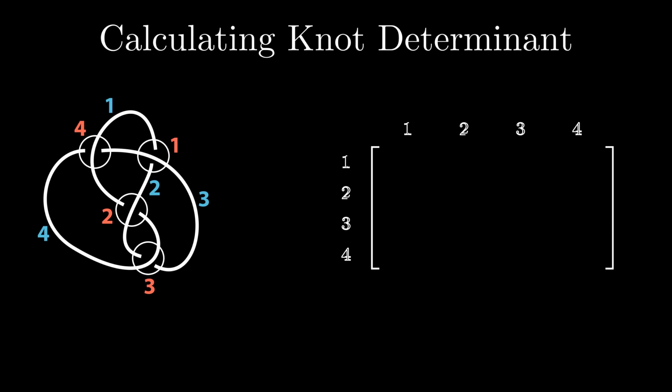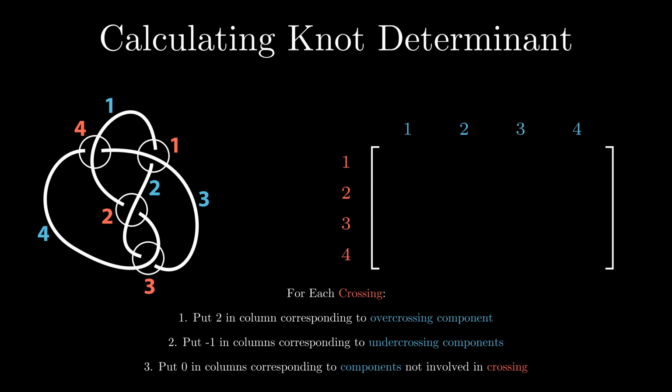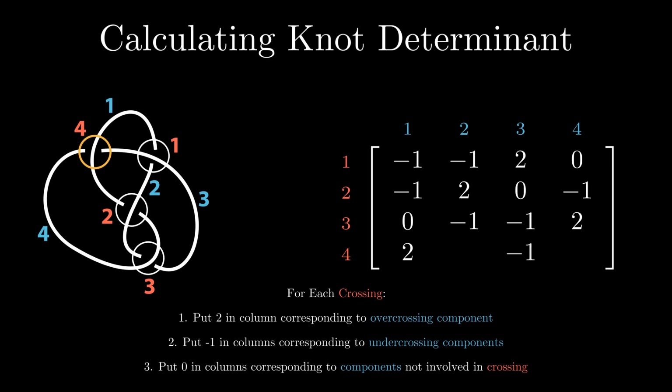Then, create an n by n matrix for your knot, where n is the number of crossings. This allows us to create a matrix with the rows corresponding to the crossings and the columns corresponding to the components. Next, pick a crossing, and in the row for that crossing, place the value 2 in the column corresponding to the component that acts as the overcrossing in the crossing. Place a -1 in the columns corresponding to the undercrossings in the crossing. Place zeros in the column of any component not involved in the crossing. Continue to do this for each of the crossings, and your n by n matrix is filled.